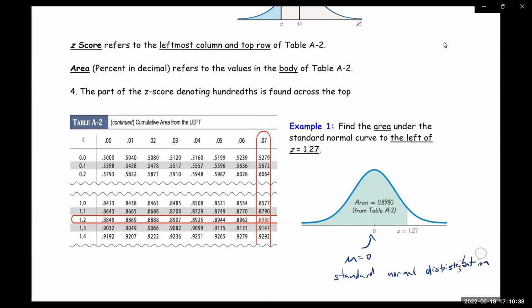Oops, I misspelled that. Distribution, just distribution. Because the mean is 0, that makes it a standard normal distribution, which means we can use a table.